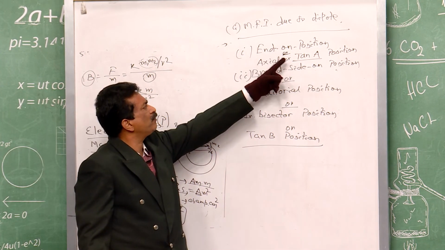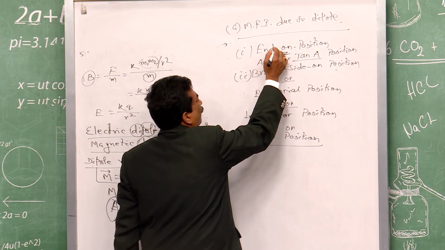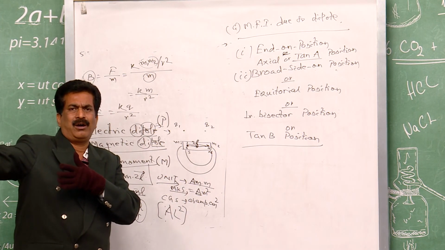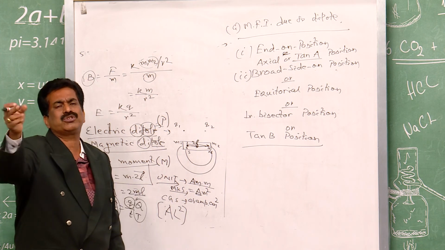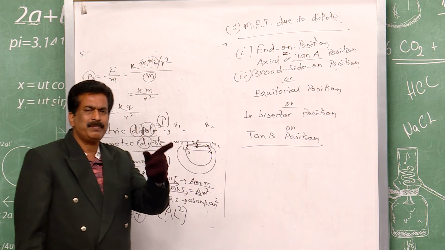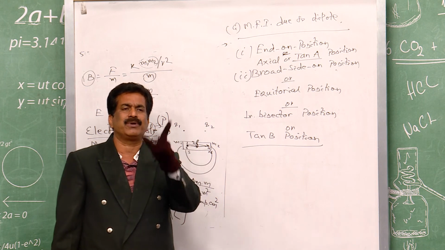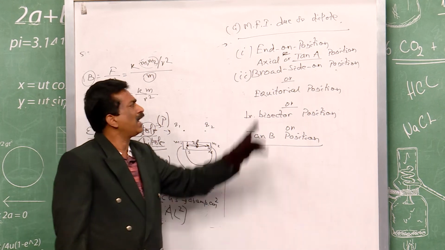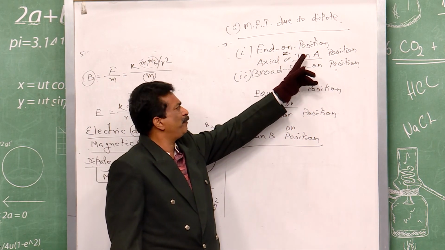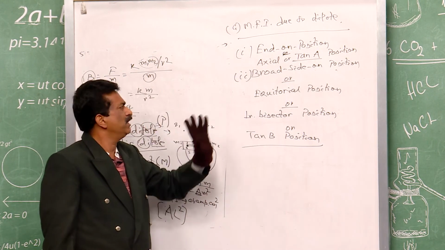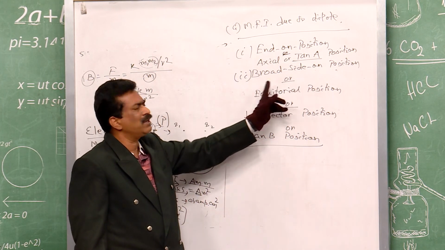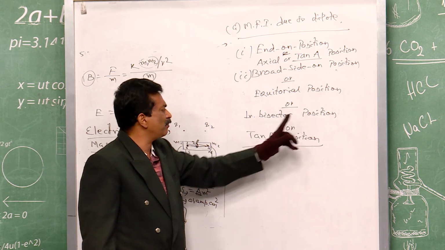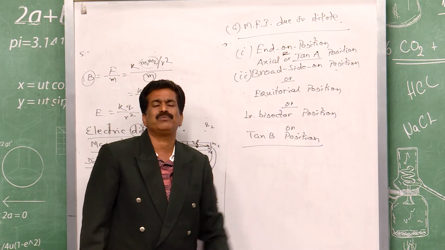One is the end on position. On the end we take a position, that is the end on position, which exists on the axis of the magnet. Therefore, another name is the axial position, and it is also given the name tan A position. Similarly, the broadside on position is the equatorial position, or the perpendicular bisector position, or the tan B position.